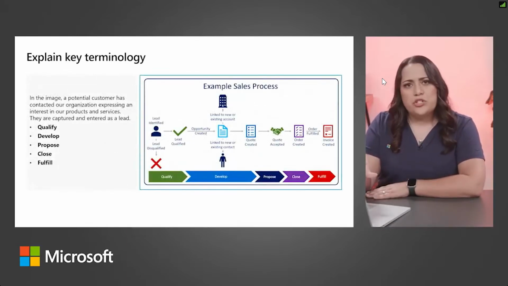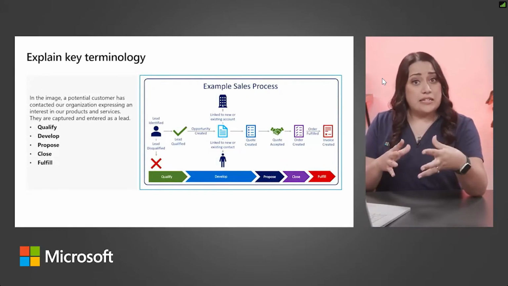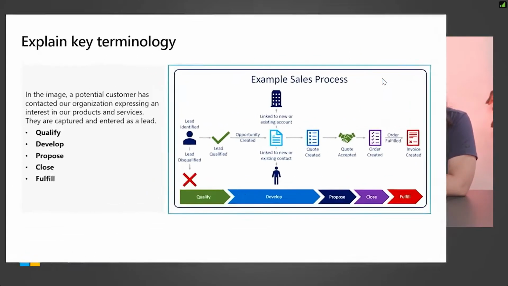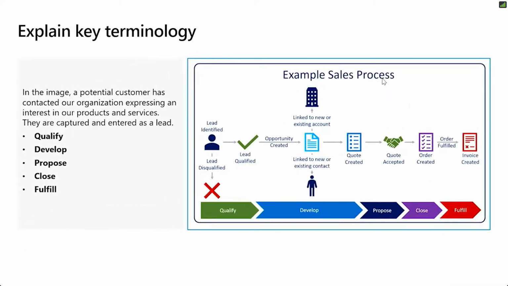What I want to do is put all that terminology into practice by looking at this sample sales process. You see here on the screen, first we're going to start with a lead. Our sales rep is going to either qualify or disqualify the lead. If the lead is disqualified, the sales process stops right there. But if it's qualified, the sales rep is going to start to develop the lead into what we call an opportunity. The opportunity can be tied to an existing account or a contact, or you can even create a new one. As the relationship is being developed, the sales rep will then create a quote or a proposal.